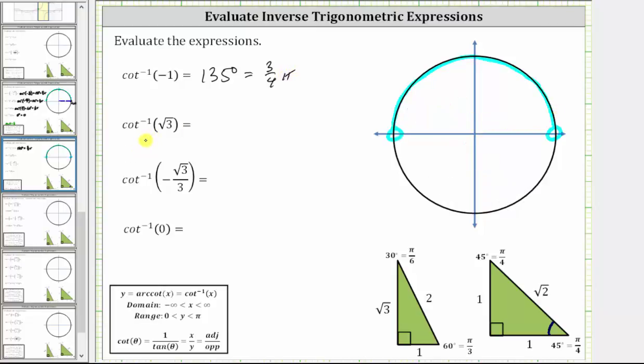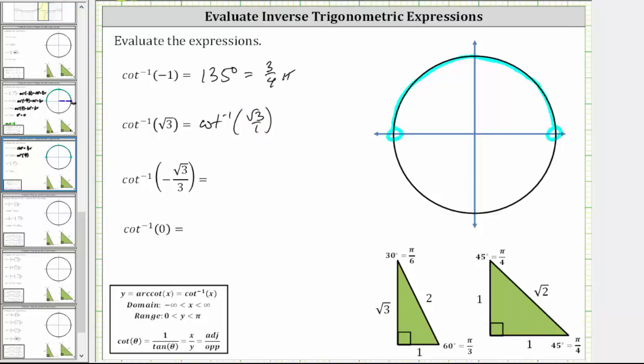Next we have inverse cotangent of square root 3, which if it's helpful we could write square root 3 as a fraction with the denominator of 1. This is equal to inverse cotangent of square root 3 over 1. And now we go back to the reference triangles and determine which angle has a cotangent function value of square root 3 divided by 1.